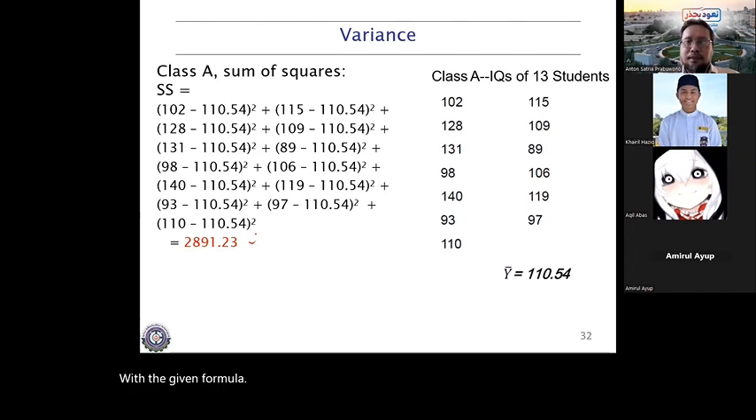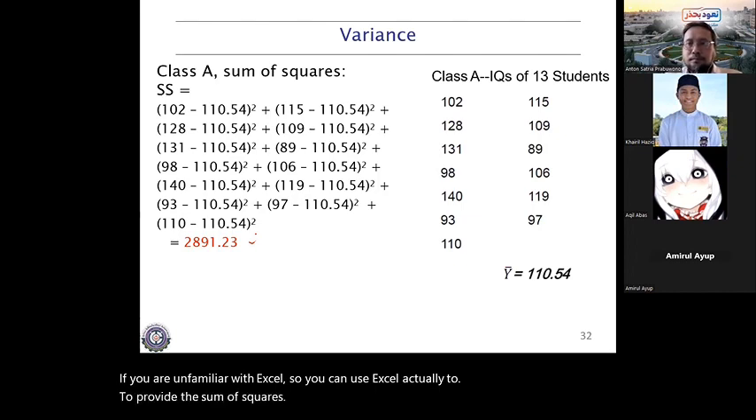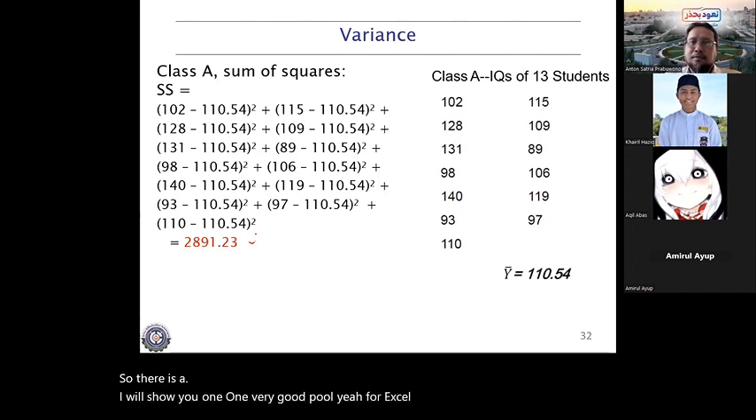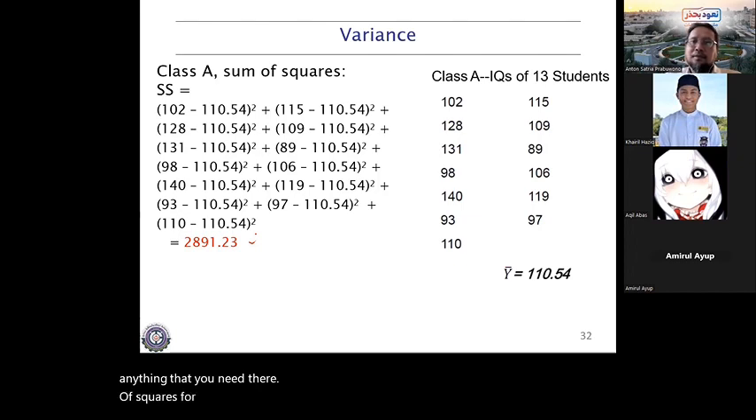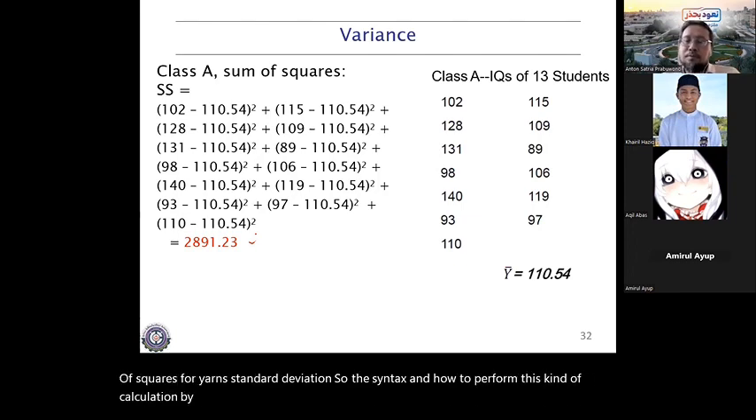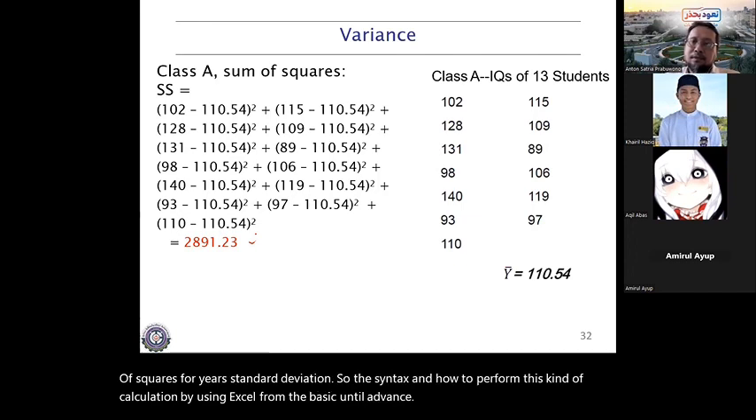If you are familiar with Excel, you can also use Excel to provide the sum of squares. I will show you one very good book for Excel, like a dictionary. You can find anything that you need, like sum of squares, variance, standard deviation, the syntax and how to perform this kind of calculation using Excel, from the basic until advanced. This is the dictionary of Excel, advanced Excel.